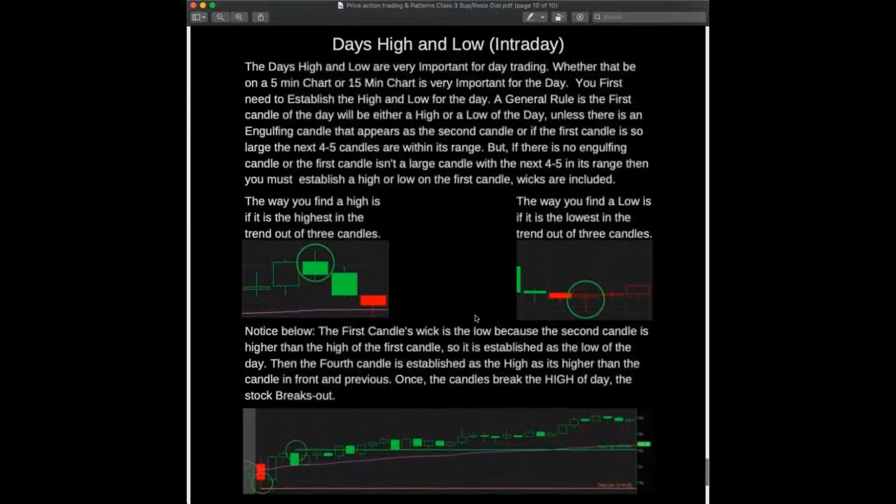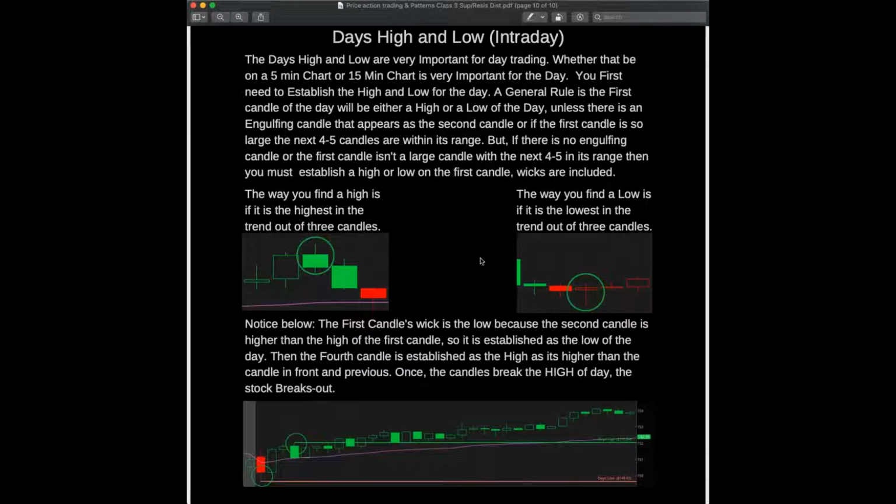Now, same intraday, 5 and 15 minute. What's important that we have to establish is the day's high and the day's low. They're very, very important. Whether you're on a 5 or 15 minute chart, it's very important that you establish the high and low of the day.